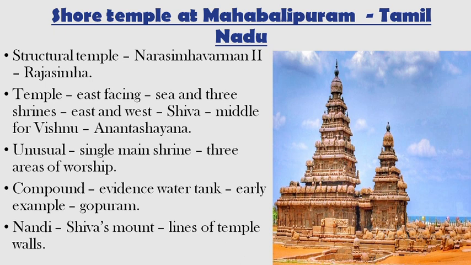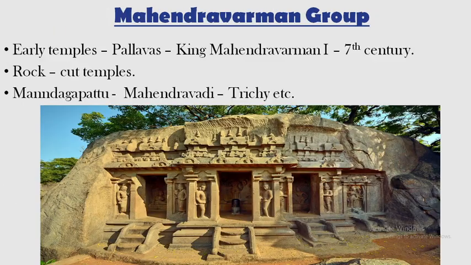The Pallava temple architecture can be classified into four groups according to the rulers and the features of the temples they constructed. The first one is the Mahendravarman group. The early temples of the Pallavas belonged to King Mahendravarman I of the 7th century. They were rock cut temples, as you can see in the image, and they were also influenced by rock cut architecture. The best examples are Mandagapattu, Mahendravadi, and Tiruchirapalli.